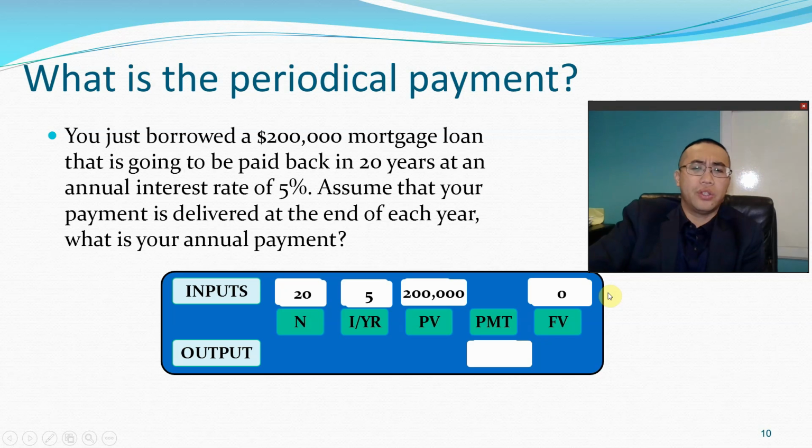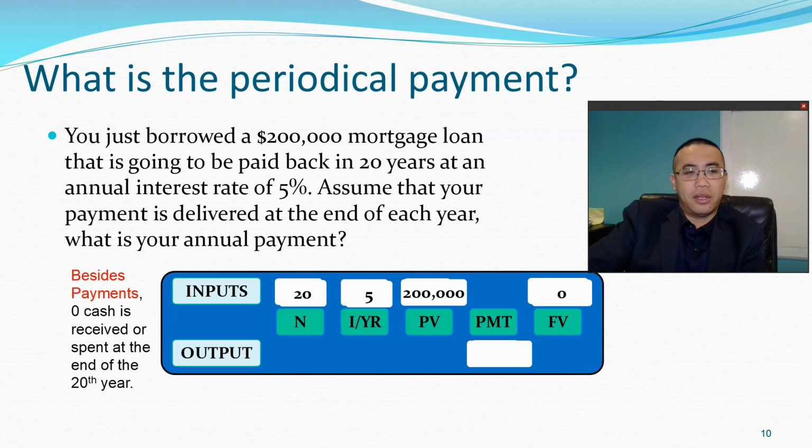And then you solve for payment, and make sure that in your calculator there's a way to define the payment method as end. Okay, so that means your payment is made at the end. So your payment would be negative $16,049.